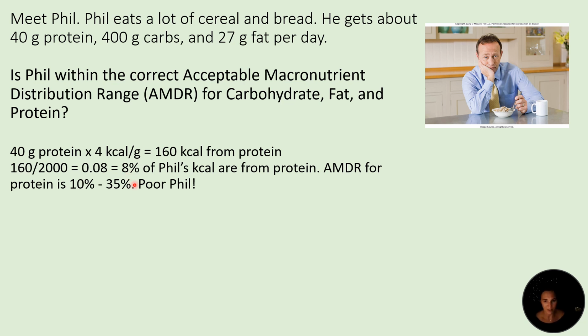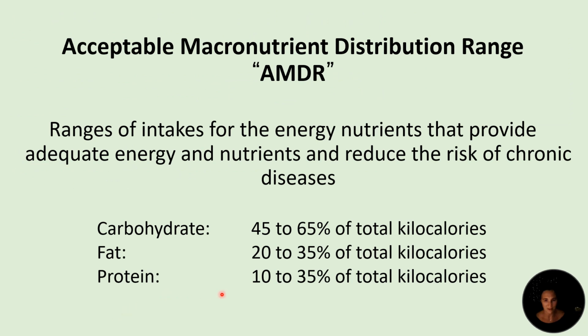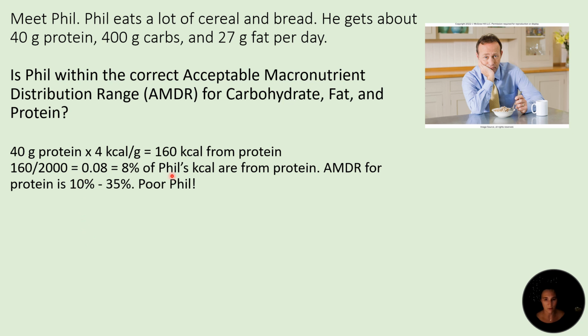And if we go and look at the AMDR for protein from that last slide, it's 10 to 35%. And Phil is only getting 8%. He falls below this 10%. So he falls below the AMDR. So poor Phil, he needs more protein in his diet. Let's look at carbs.